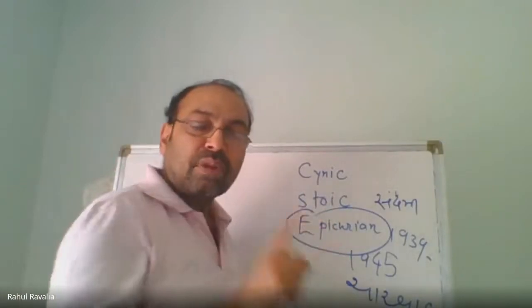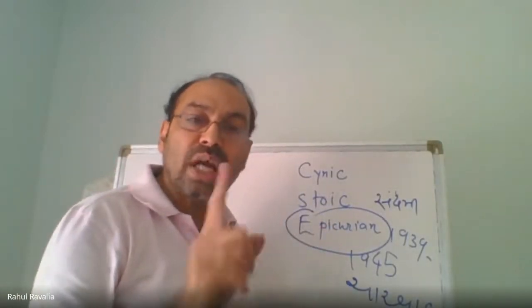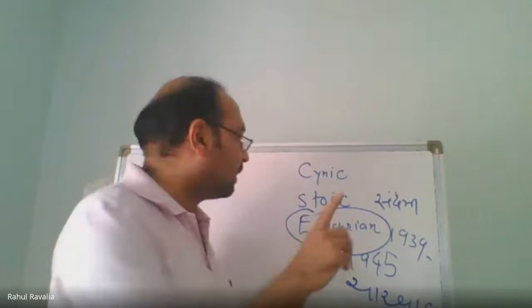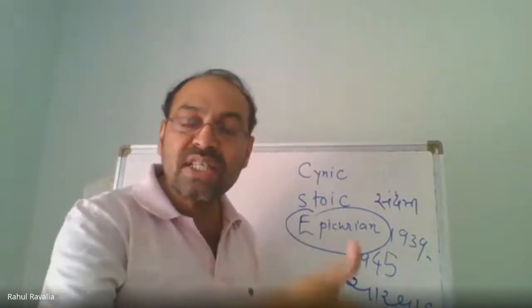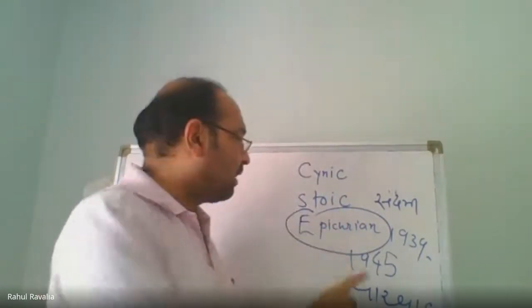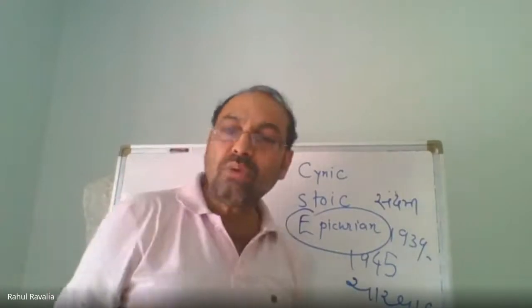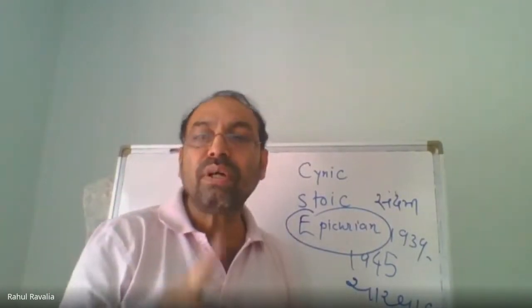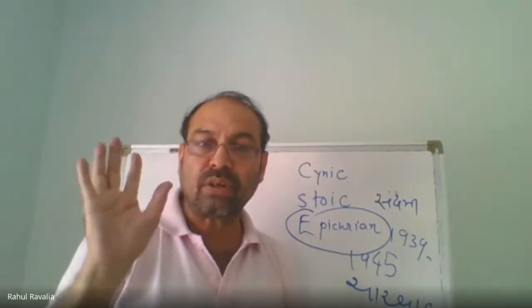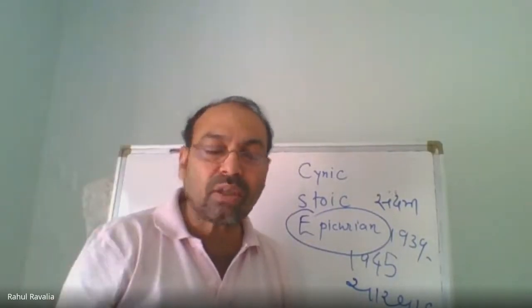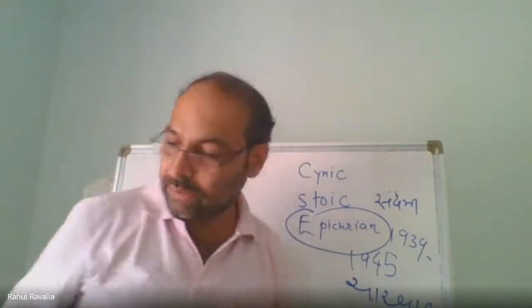So these are the most important words. I repeat. Who is a cynic? A person who doubts and questions each and everything. Stoic, who renounces the pleasures of life. Epicurean, a person who believes in the philosophy of eat, drink, and enjoy. Okay, these are the explanations of all these words.